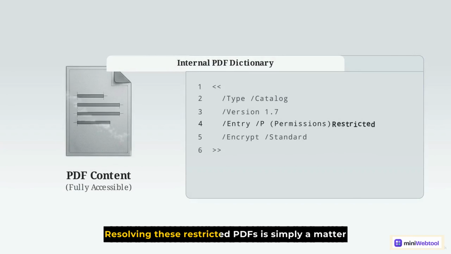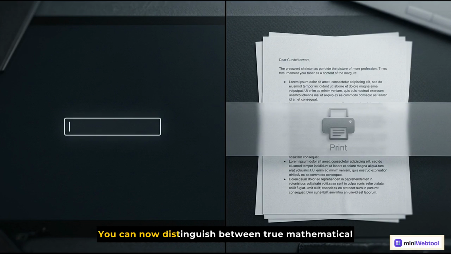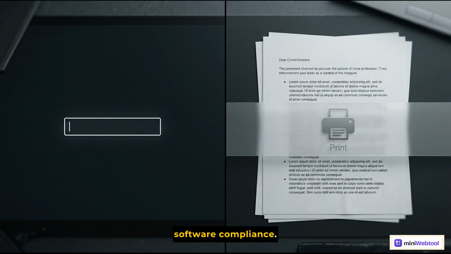Resolving these restricted PDFs is simply a matter of using a tool to bypass a request that was never mathematically enforced. You can now distinguish between true mathematical encryption and a digital system that relies on software compliance.